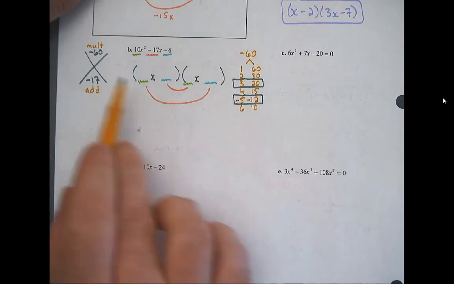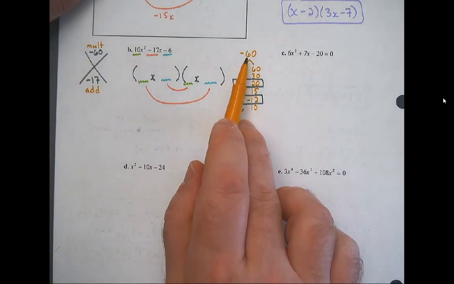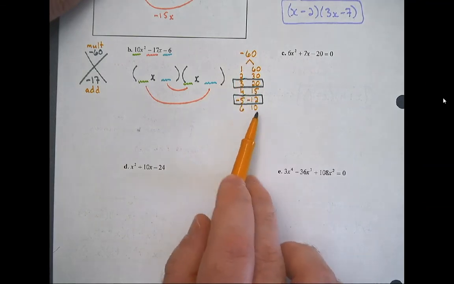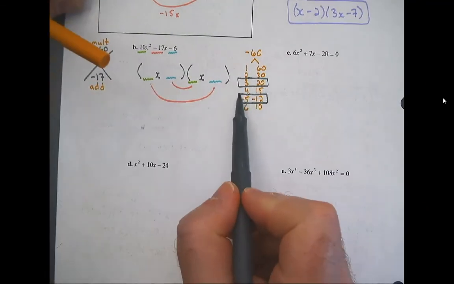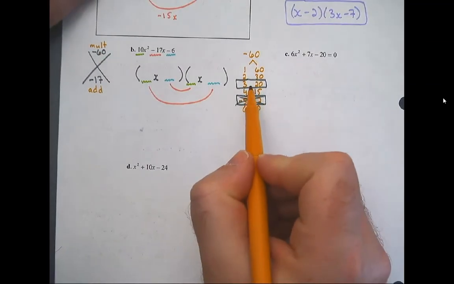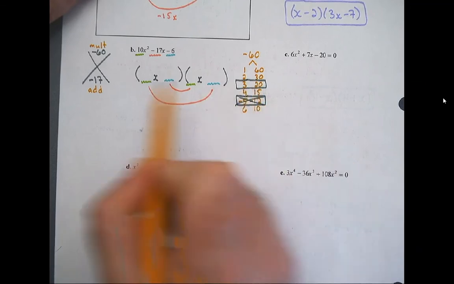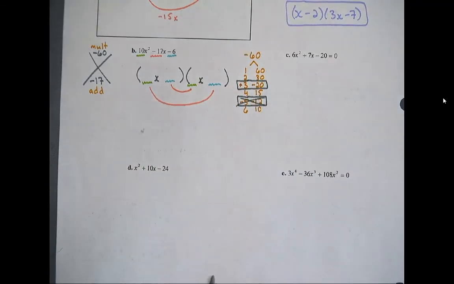So when I put those in my chart over here, what's negative 5 times negative 12? That does not make negative 60. I can't have them both be negative. So I can eliminate that one. But it's worthwhile to check. Take the time to actually check. What kind of 3, what kind of 20 do I need to make a negative 17? I need a positive 3 and a negative 20. Those do multiply to make negative 60, so we're good to go.